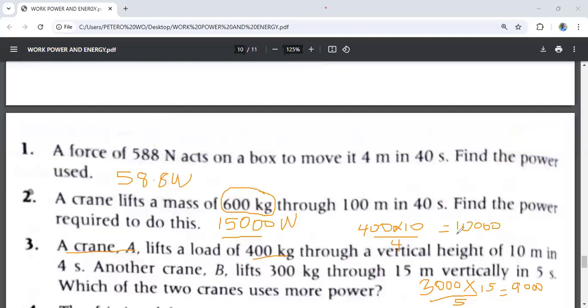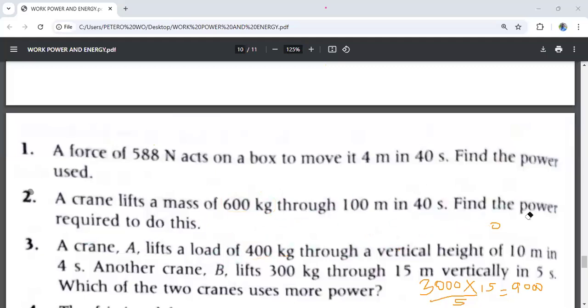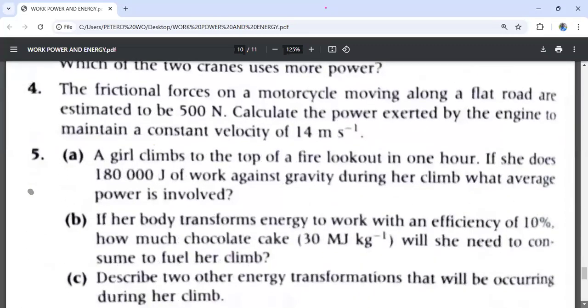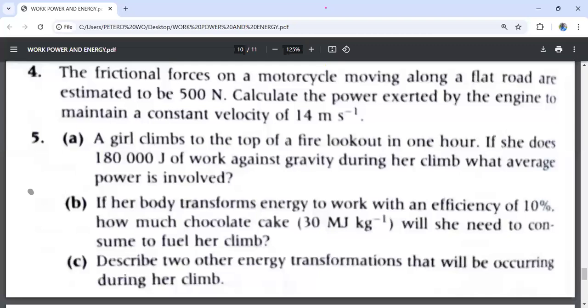So you realize that the 10,000 is more than the 9,000. So crane A gives us more power. So those are the 3 answers. If you didn't get any of them, please correct. So let us continue with the exercise. We now look at number 4 and number 5. Number 5, we are only doing part A.